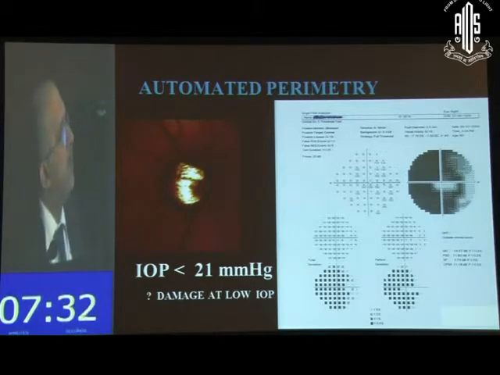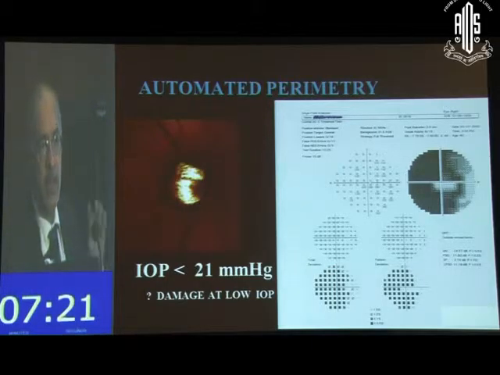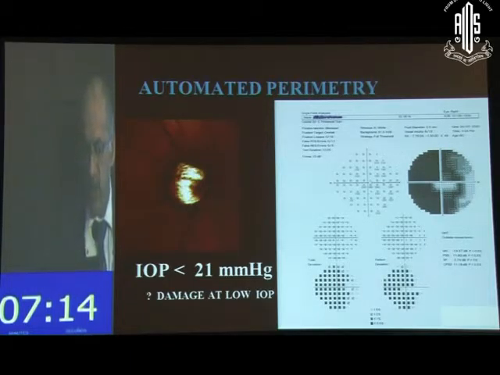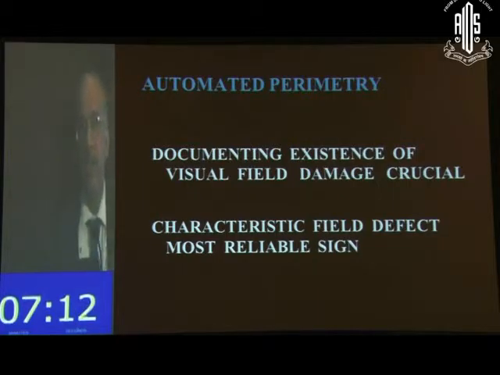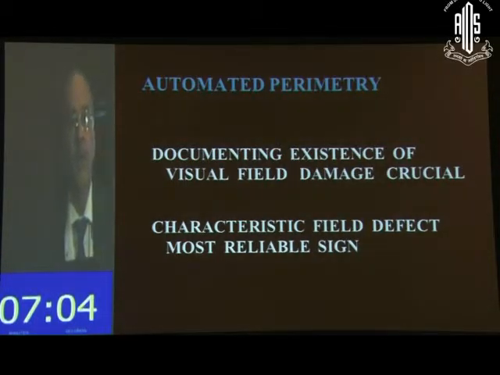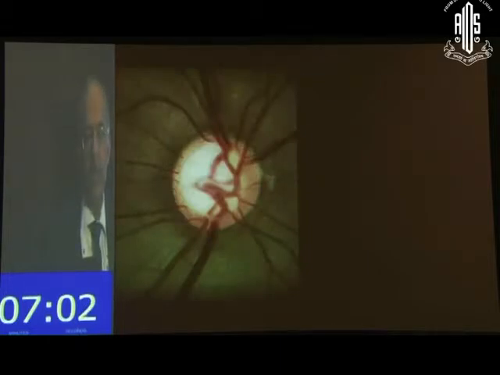Again, look at the other scenario. Pressure less than 21 millimeters of mercury, structural changes to the optic disc, correlating functional loss on perimetry, your diagnosis would be suspected damage at a low intraocular pressure. And then you would proceed subsequently. So perimetry is important to document the existence of the visual field damage, simply because field defects are an important and a reliable sign of disease.